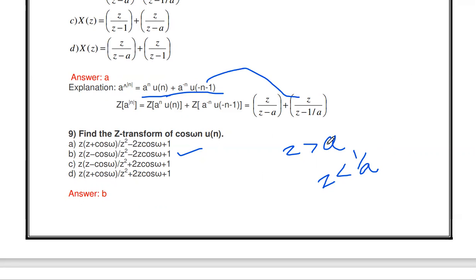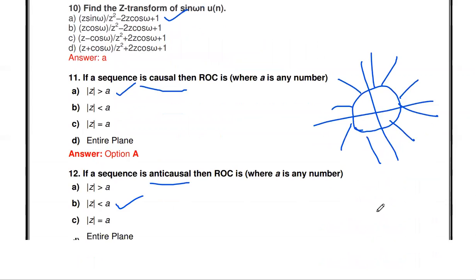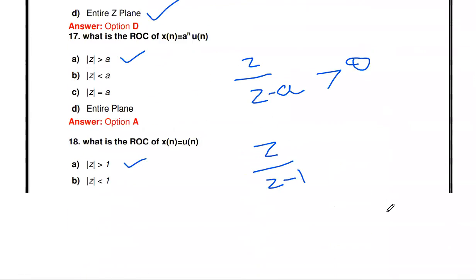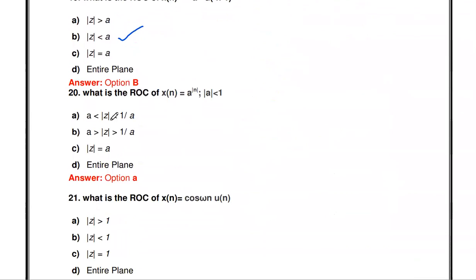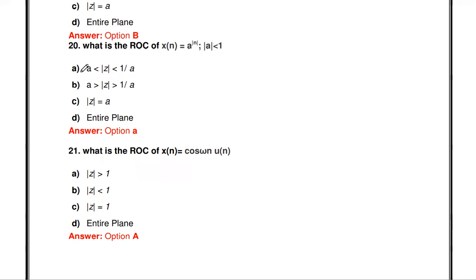So if you are combining these two things, we will get modulus of Z should be greater than a, but it should be less than 1 by a. Okay, that is the combined ROC condition. So you see, modulus of Z greater than a, less than 1 by a. So first is the answer: modulus of Z less than 1 by a, but greater than a. So this is the combined ROC for a power modulus n problem.